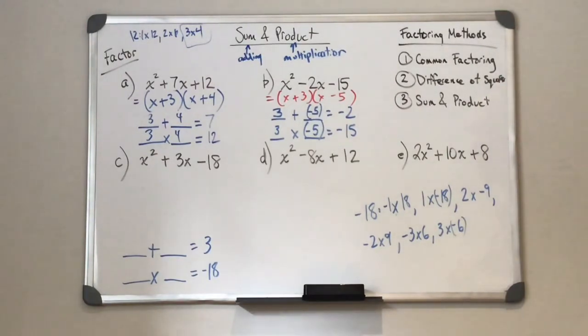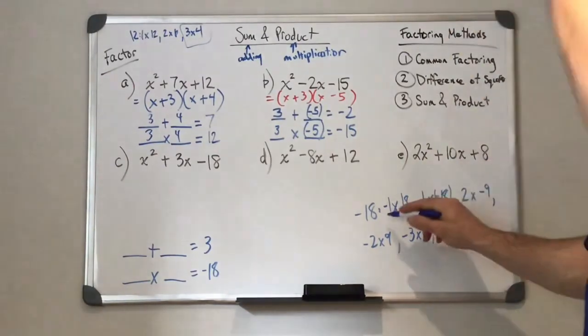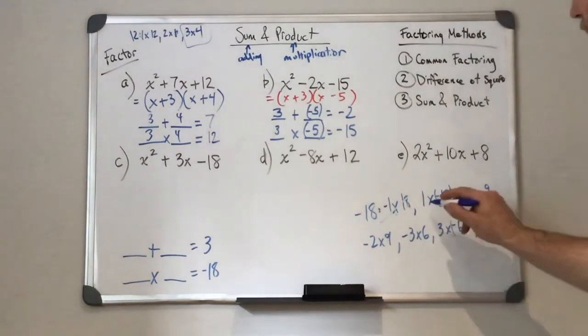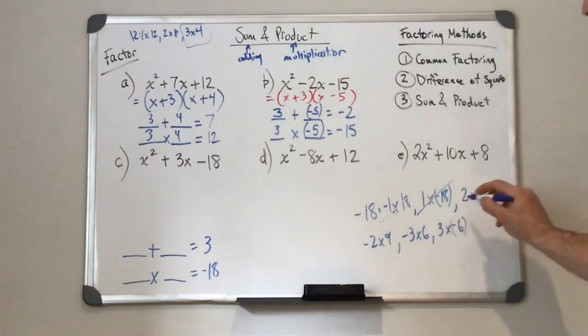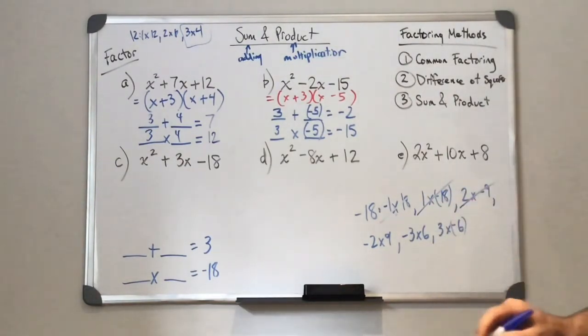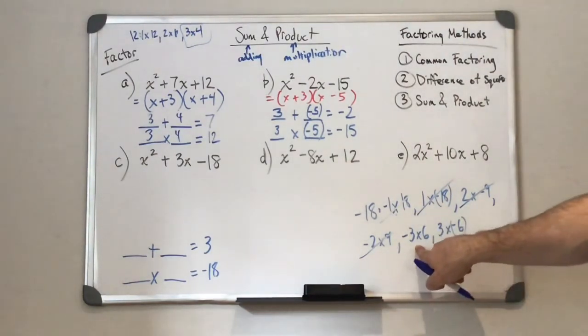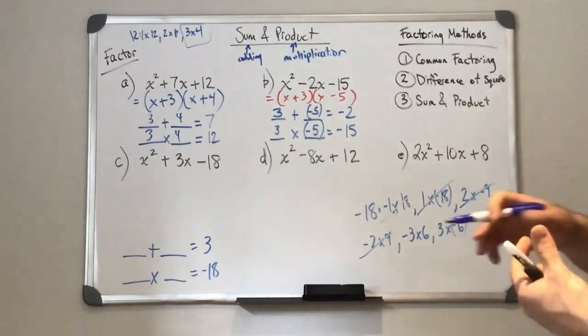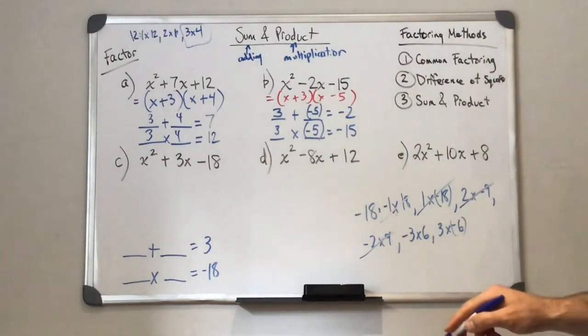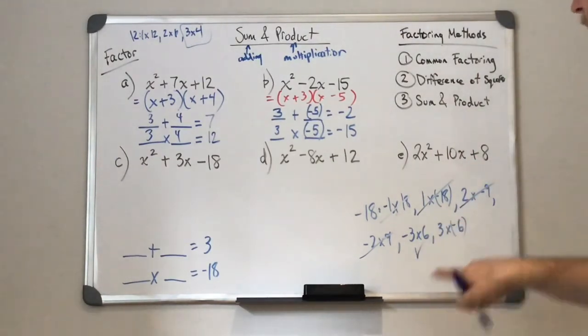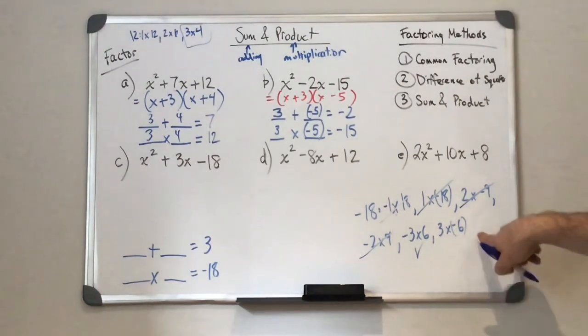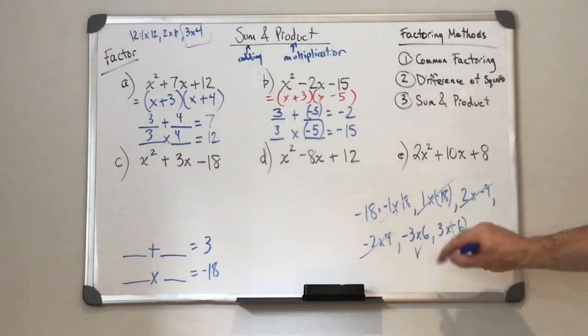So do any of these add to positive 3? Well, negative 1 plus 18, that's not going to work. 1 plus negative 18, that's not going to work. 2 plus negative 9, nope. Negative 2 plus 9, nope. Negative 3 plus 6, so if we start at negative 3, get 6 more in the positive direction. Okay, that one works. 3 minus 6, that's going to give us a negative 3.